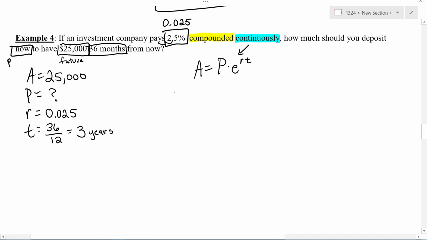So let's plug everything into our formula. 25,000 on the left side of the equal sign equals P. We don't know what P is, so I'm going to leave that as just a capital P, times E. Remember, in this formula, E stays E. We're going to raise that to the power of R times the T value, which is 3.